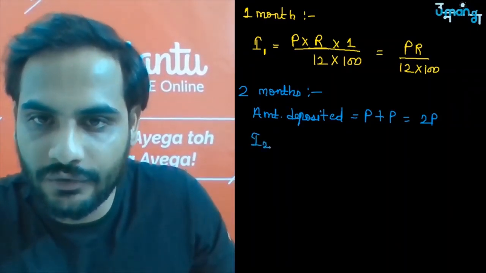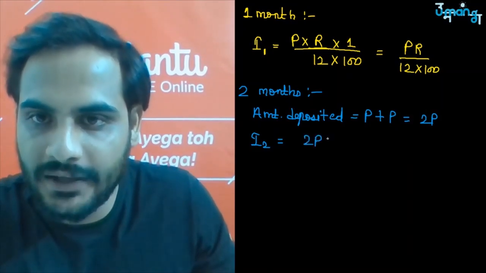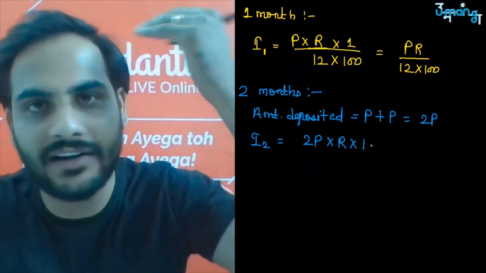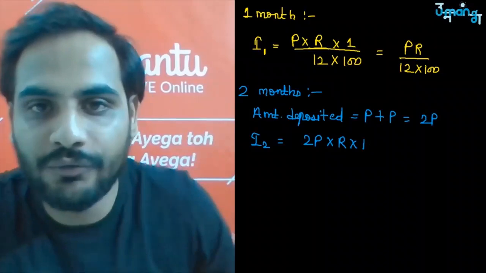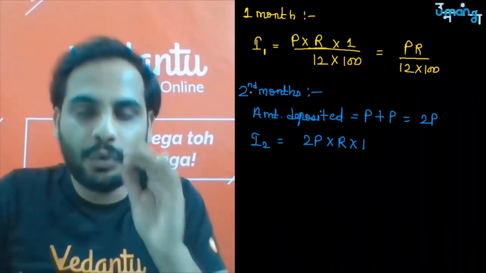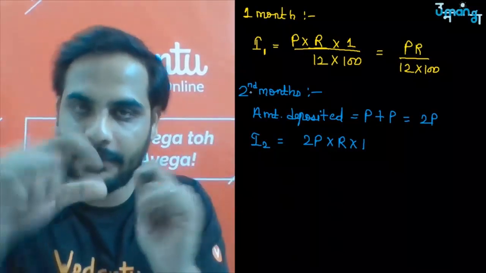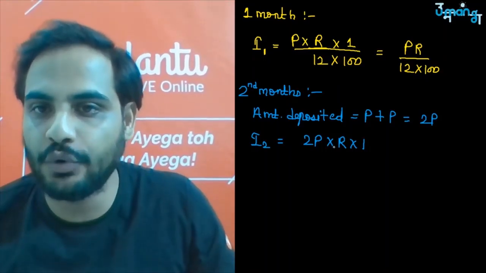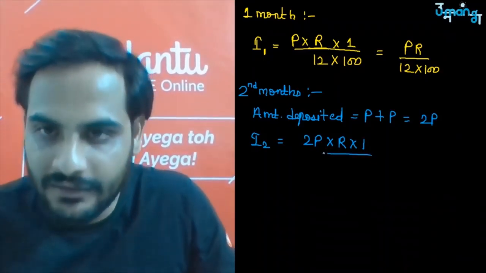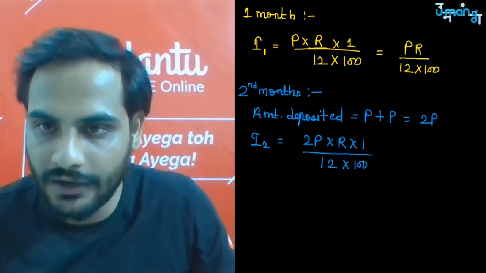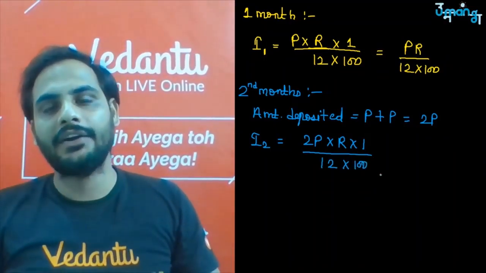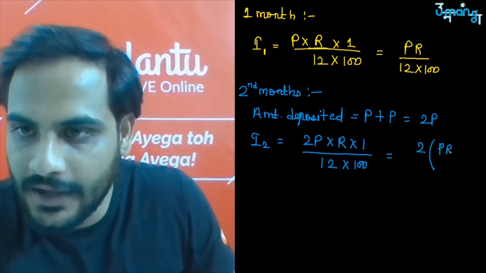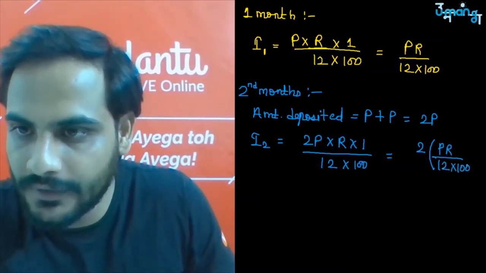So I will say interest for the second month will be equal to 2P into R into 1 month. Why am I taking 1? Because the previous month's interest I have already calculated, that is I1. I am only seeing what will happen in the second month. So interest for the second month will be 2P into R into 1 month divided by 12 into 100. So you will get this as 2 times of PR by 12 into 100.